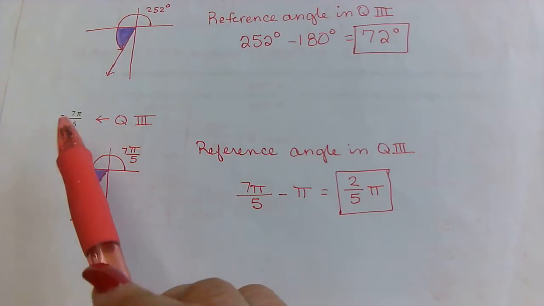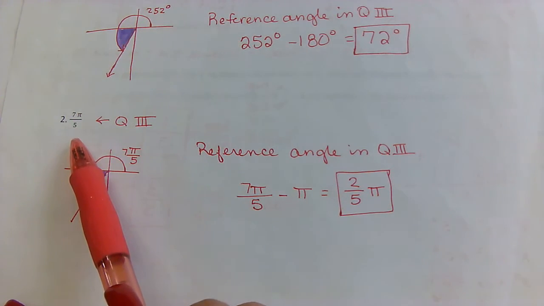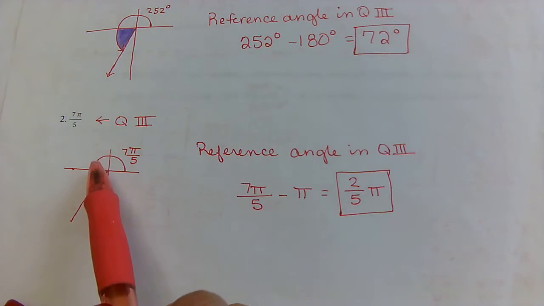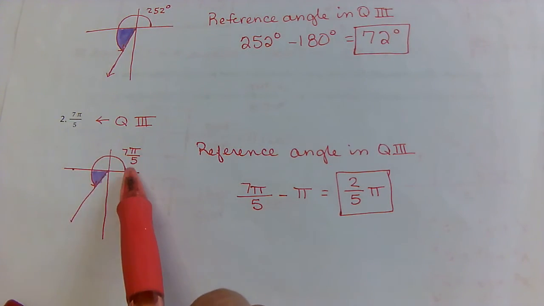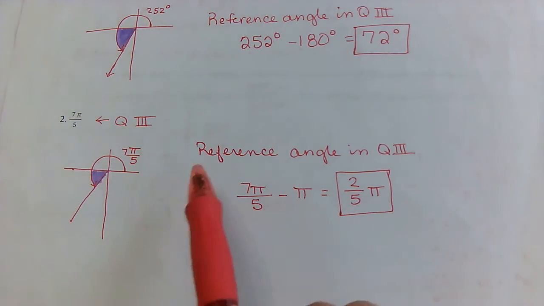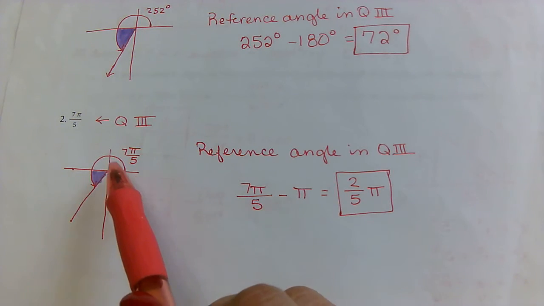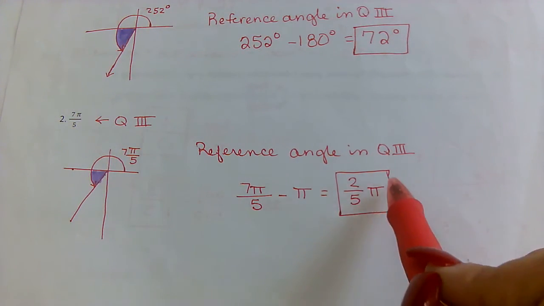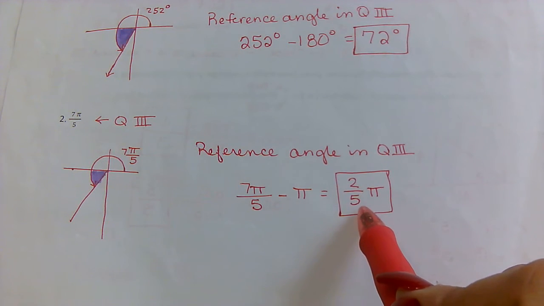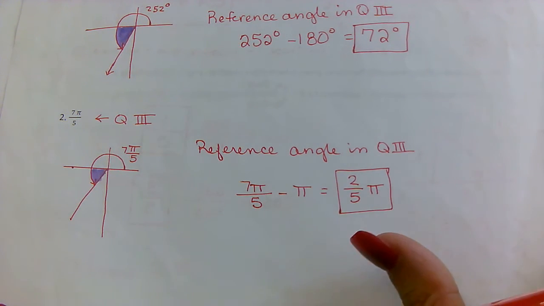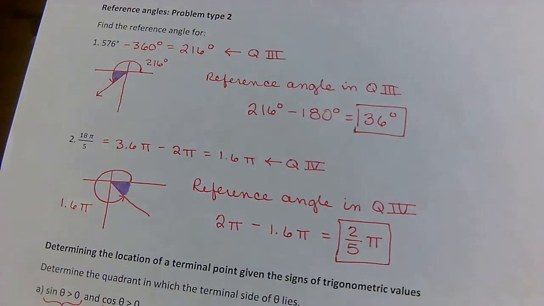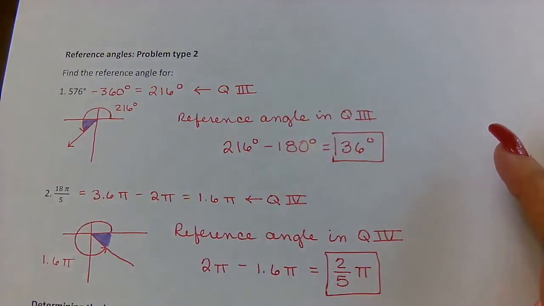Okay. For the second one, 7/5 pi, you're going to determine that's also in quadrant 3. But in this case, we only want to subtract pi, because pi, or 180 degrees, is a straight line. So we're getting rid of the part that is not highlighted. Then we convert that back into a fraction and we find out that the reference angle is going to be 2/5 pi. Okay. Next problem.